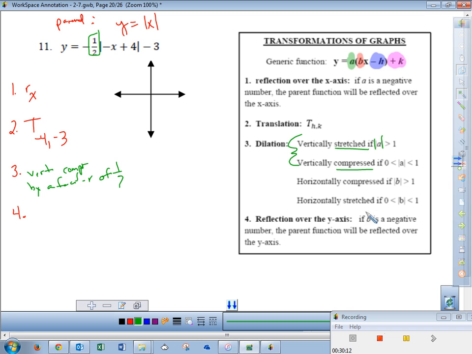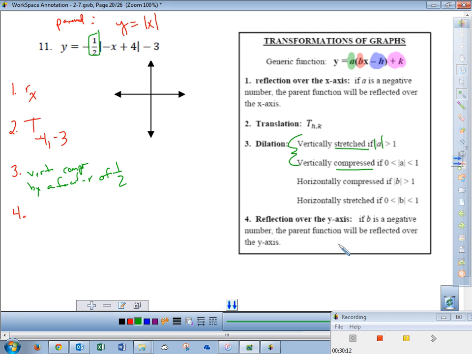Did it get horizontally compressed also? And I won't do that to you. I won't give you a graph that's been vertically dilated and also horizontally dilated. That's just me. Because it's like, how the heck would you make a sketch of that? It's like this way, and then it went that way. It's like, what's going on? So I won't do both dilations to you at one time.